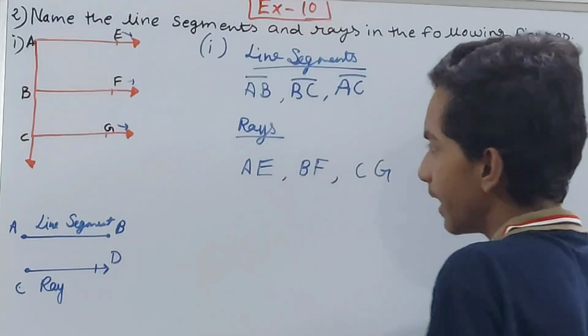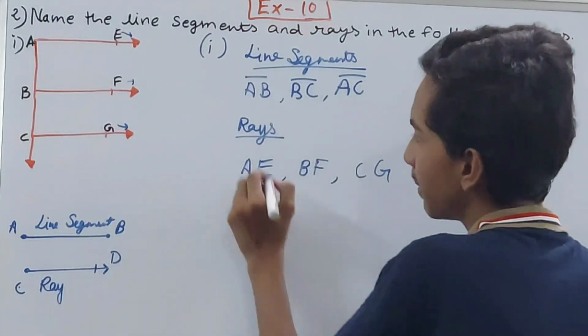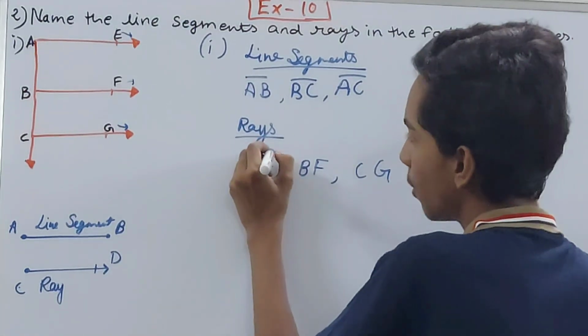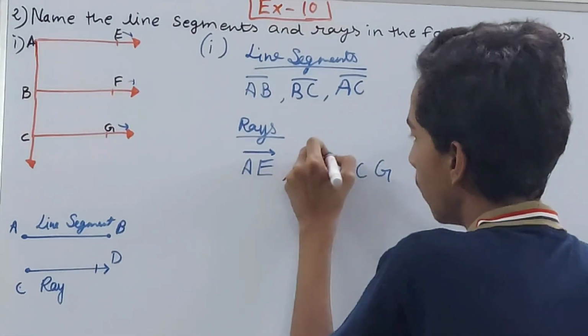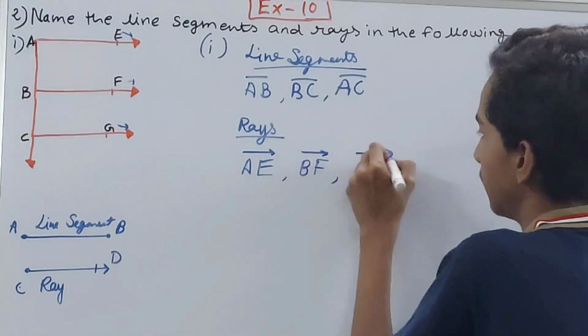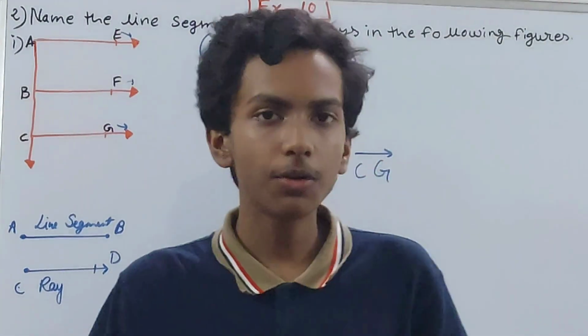And the way of writing rays is a bit different from line segment. Instead of just drawing a line on top, you also make an arrow like this, right? Arrow to the right. Like this, right? Now let's move on to the next part now.